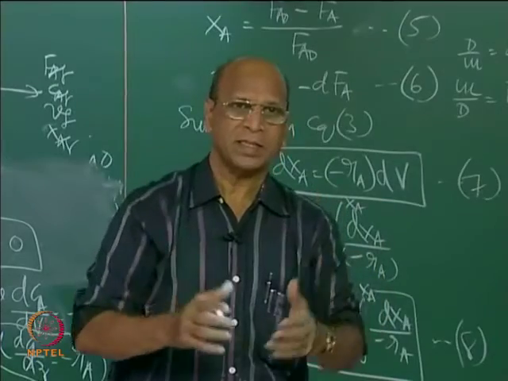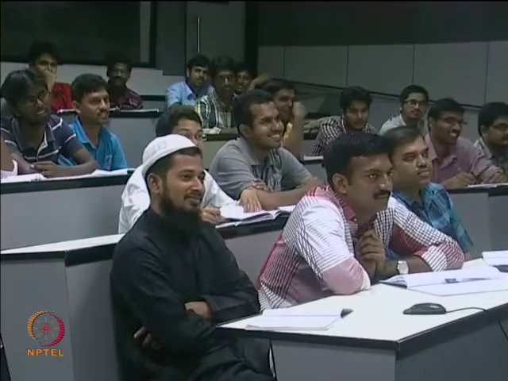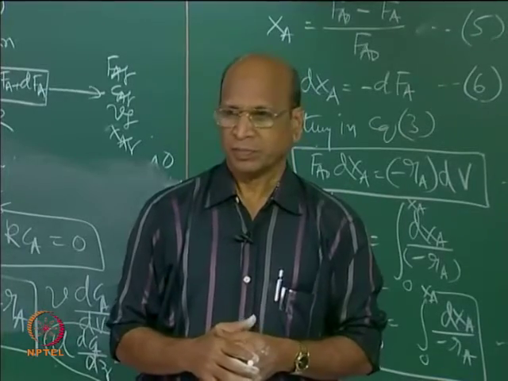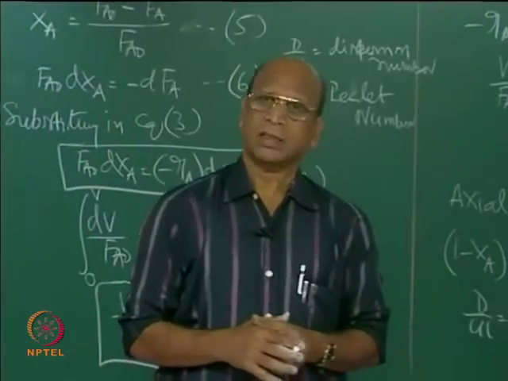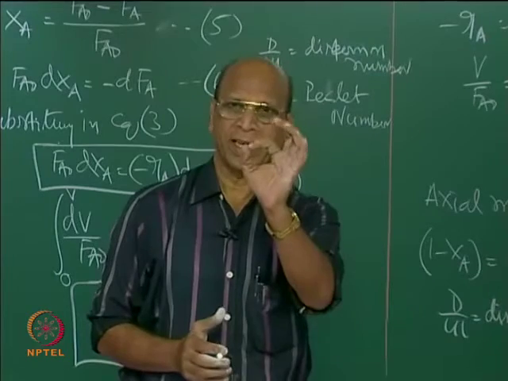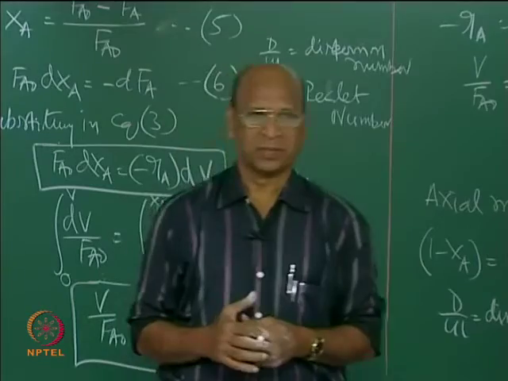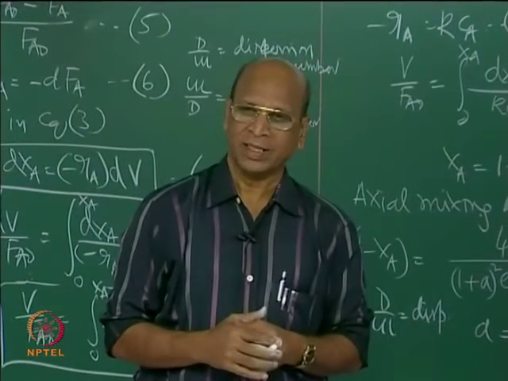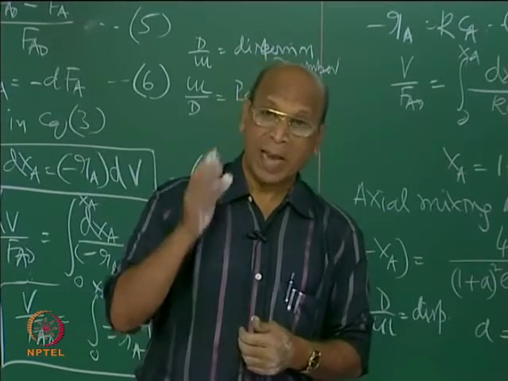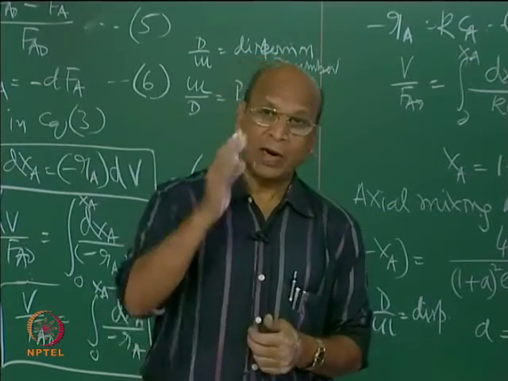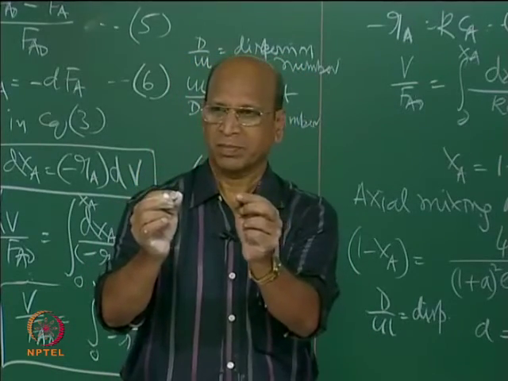In packed beds, what is the Reynolds number for turbulence? Tell me, when is it laminar? Less than 1 is Stokes law, only for a single particle. In a packed bed, how many particles you will have? It is 10. With 10 and less in a packed bed you will have laminar, and above 500 you have turbulence, in between you have transition.